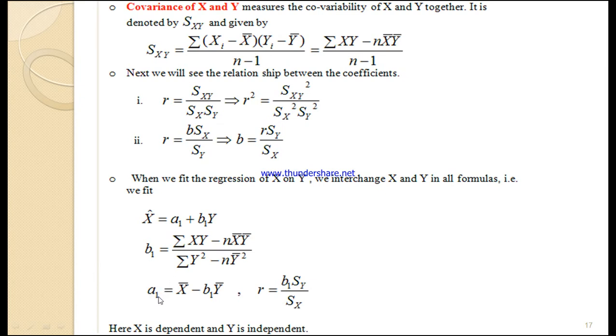On the other hand, a1 can be calculated by using this formula. a1 is equal to x bar minus b1 times y bar, where r is equal to b1 times s sub y divided by s sub x. So in these formulas, x represents the dependent variable and y represents the independent variable. These are the formulas or equations we use to measure the covariance of two variables, dependent and independent variables, x and y.